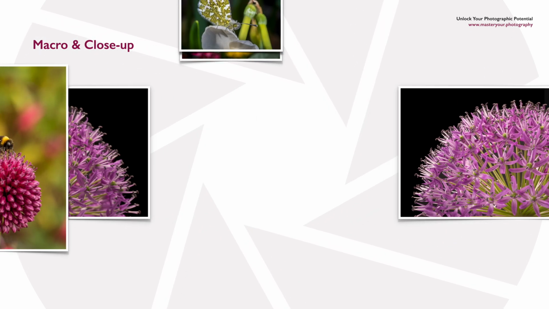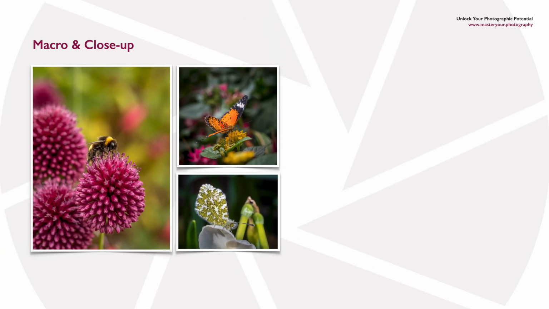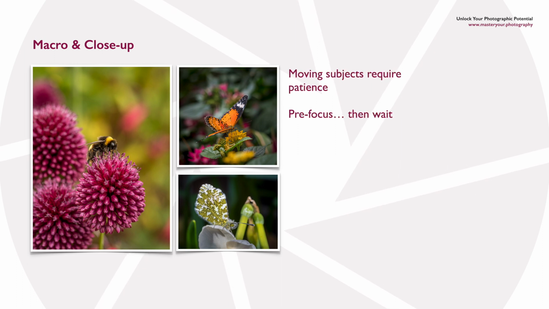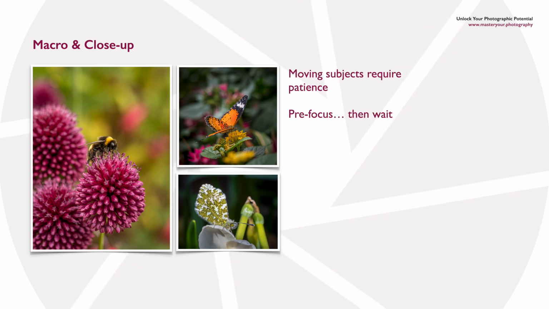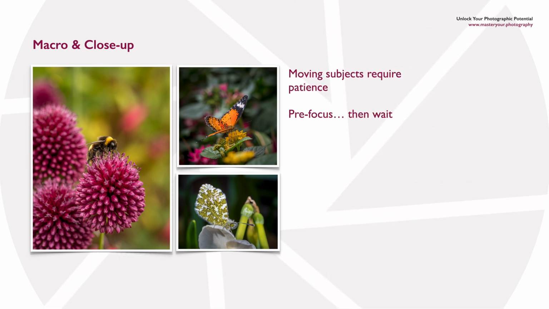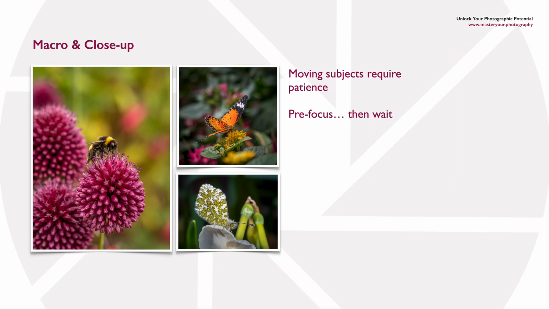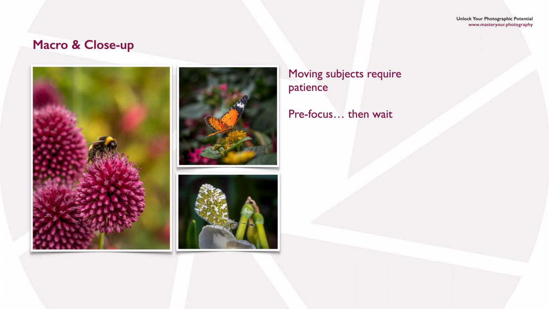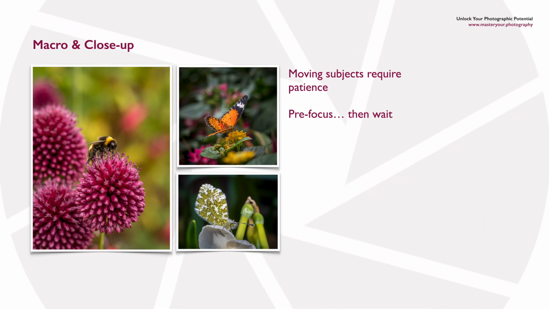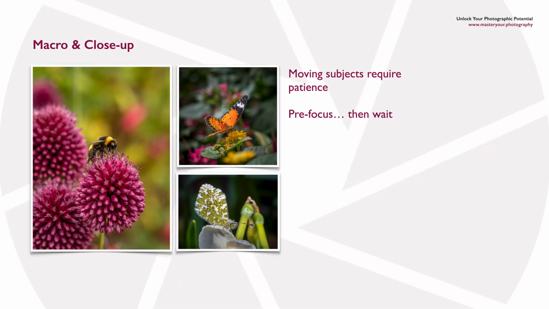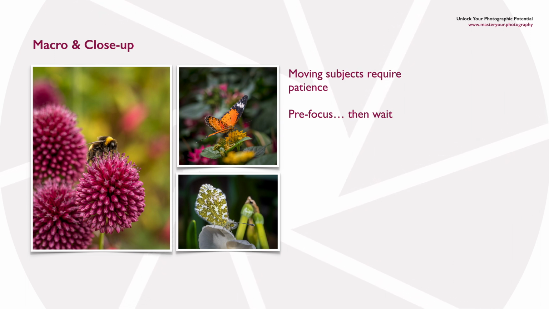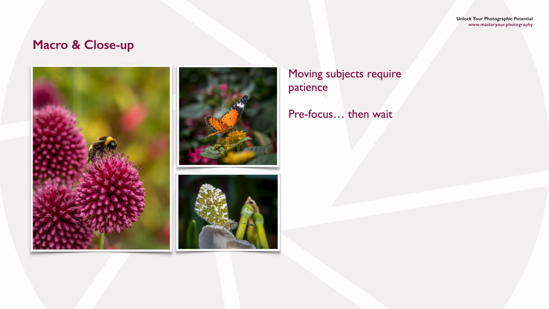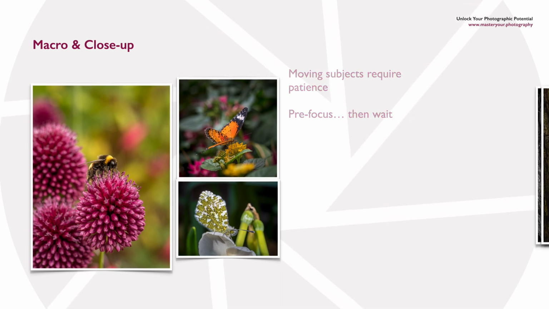A tripod is also a really good idea if you're trying to photograph anything that moves. In the case of insects, it's really useful to be able to lock down the camera, focus on a flower or leaf or wherever you think your subject will land, and then basically just wait. Pre-focus your camera where you think the subject will land, and then sit and wait. And it can be a waiting game, but the results are worth it when you get that shot.